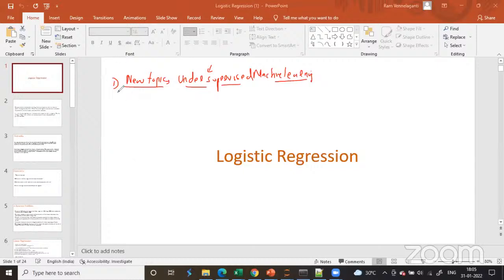So what do you mean by supervised machine learning? Supervised machine learning means when we know what our target variable is. When we are aware of what our target variable is, or we know what our dependent variable is, we can call such a problem a supervised machine learning problem.